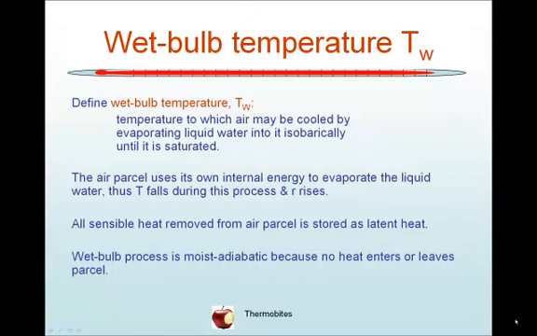Wet bulb temperature. The wet bulb temperature is the temperature at which air may be cooled by evaporating liquid water into it isobarically, that is, at constant pressure, until it is saturated. The air parcel uses its own internal energy to evaporate the liquid water, so U decreases over time and hence T decreases as well. But because we're driving evaporation, the amount of water vapour is increasing, so r increases, and therefore T_d increases as well. So the temperature and the dew point temperature converge on this value known as the wet bulb temperature.